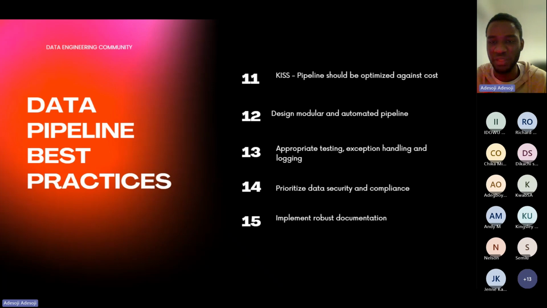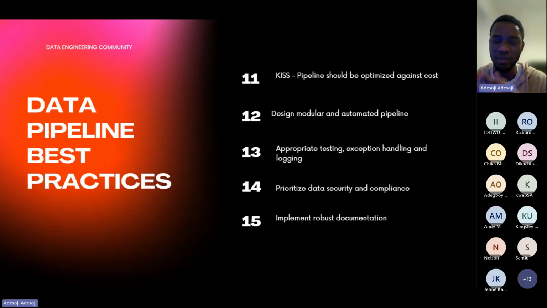So design modular and automated pipelines. Make sure your pipelines are modular so that every bit is designed in such a way that they come together to form your entire pipeline. If there is an issue with a particular module, you don't necessarily need to redesign or break out everything. You just need to work on the module that is having the issue, or if you want to add a new feature, you just add the feature to the module, then everything comes back together to work and give you the desired output.